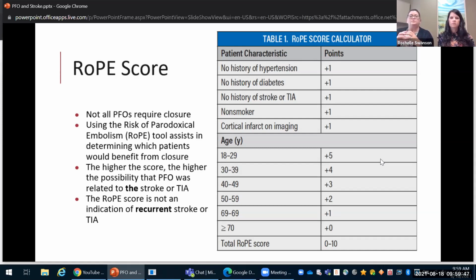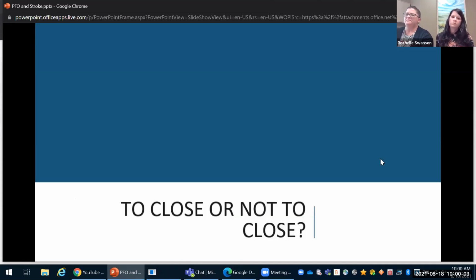Important to know that the ROPE score does not indicate the risk of having another stroke or TIA related to the PFO. It's only looking at, you've had a stroke. Let's look at the score to determine, was a PFO related to it?